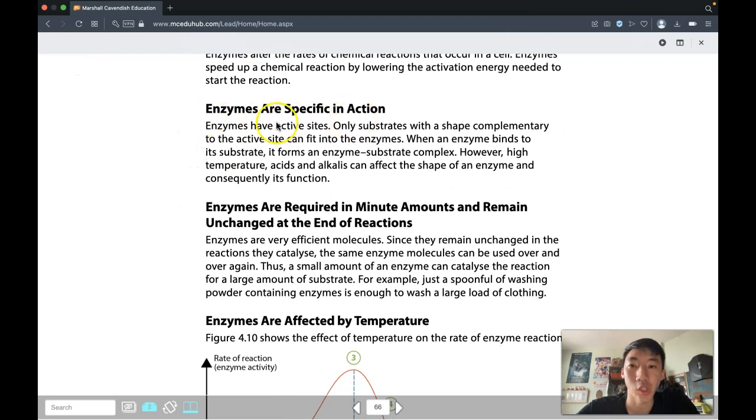Enzymes are specific in action. Enzymes have active sites. Only substrates with a shape complementary to the active site can fit into the enzyme. When an enzyme binds to its substrate, it forms an enzyme substrate complex. However, high temperature, acid, and alkalis can affect the shape of an enzyme and consequently its function.